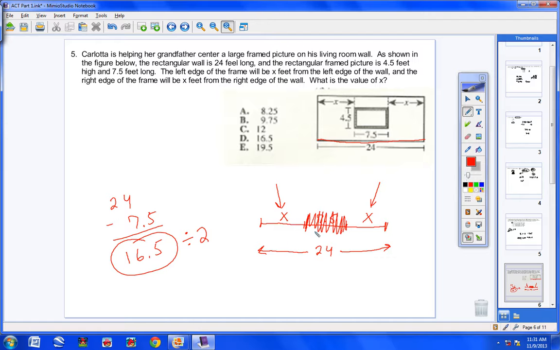8.25. So the whole distance is 24. We subtract out 7.5. We're left with 16.5. Divide it by 2, and you're left with 8.25.